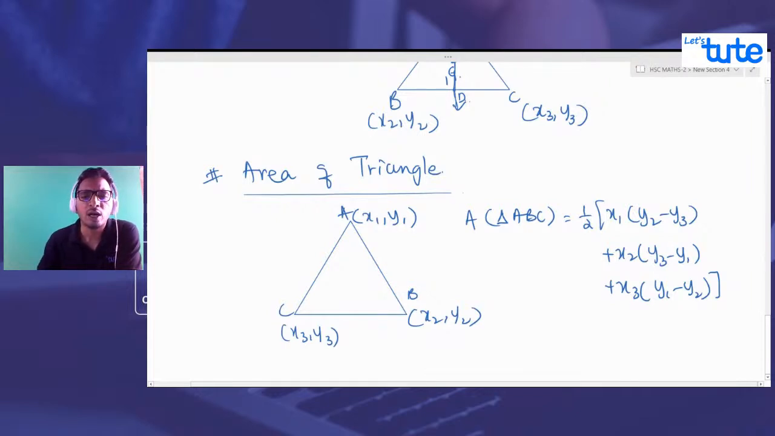Now, we have seen how to find the area of a triangle with some examples as well, but today we are going to solve some questions further.